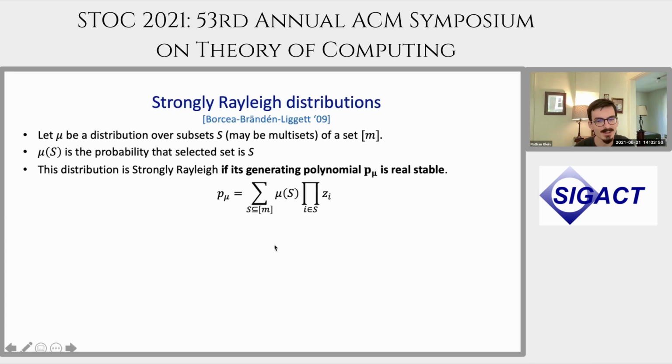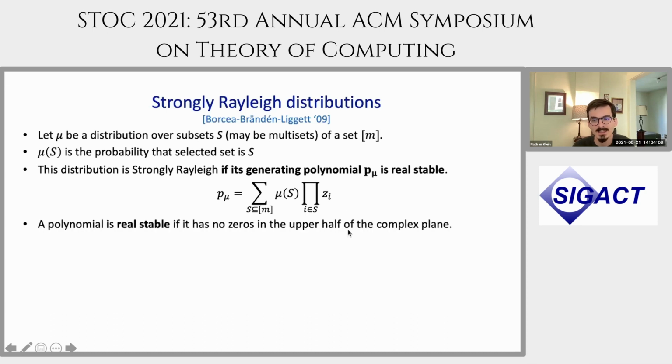Okay, so this is the generating polynomial. If you assign each element i of the set M a variable z_i, then you sum over all the sets in the support and you multiply their measure times the product of the z_i's for each element in S. And we call a polynomial real stable if it has no zeros in the upper half of the complex plane. So this just means that if I give all these z_i's positive imaginary part, then if P of mu is real stable, the polynomial cannot be 0.